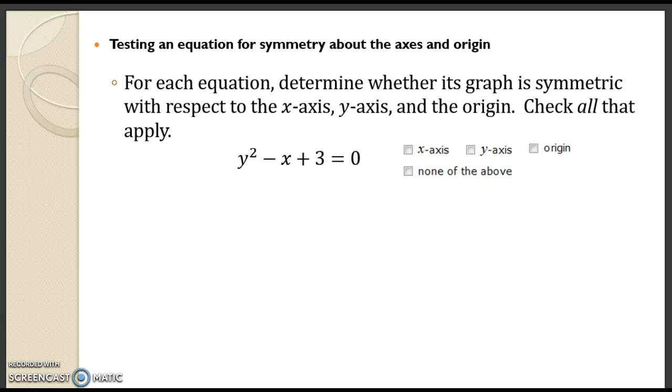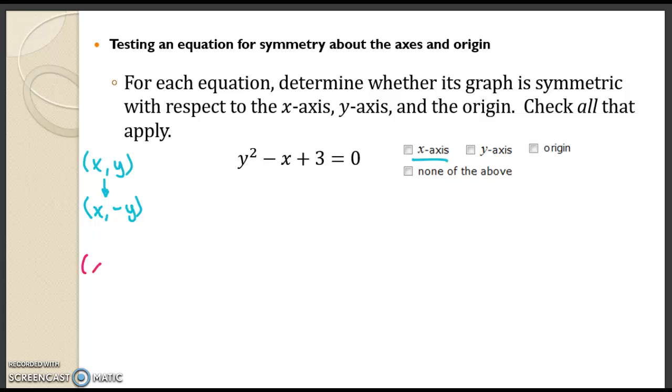Hey everybody! In this video we're going to talk about testing an equation for symmetry about the axes and the origin. So how do we do this? Well, remember, if the point on the graph (x, y) exists, and so does the point (x, negative y), what type of symmetry do we have? Well, that's like flipping it over the x-axis, so we have x-axis symmetry.